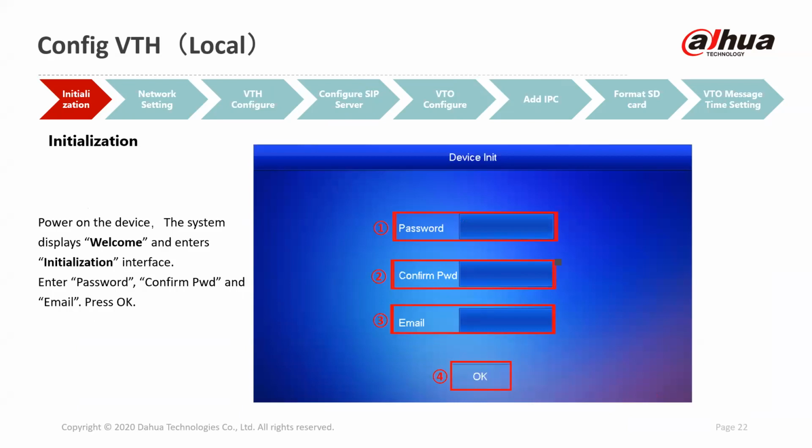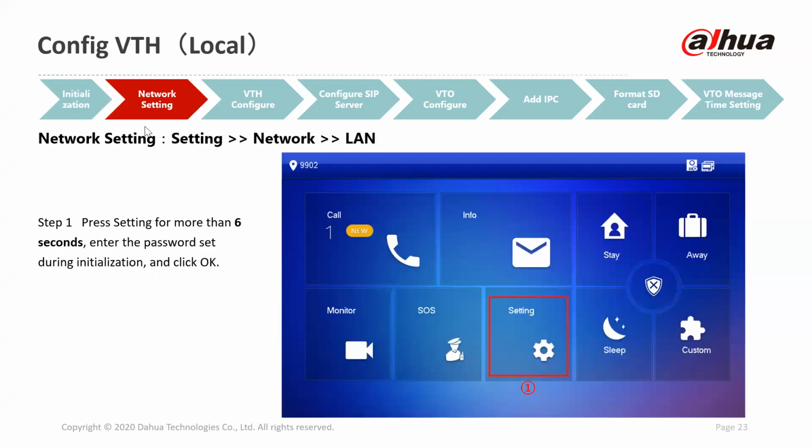So under the VTH, you don't use the web interface. It is through the initialization whereby we access the device directly. So we enter the password and then the email and then you confirm. Then the next thing we'll be moving to is the network. Under network settings, we have the LAN. Press the setting for more than 6 seconds, enter the password set during initialization and click OK.